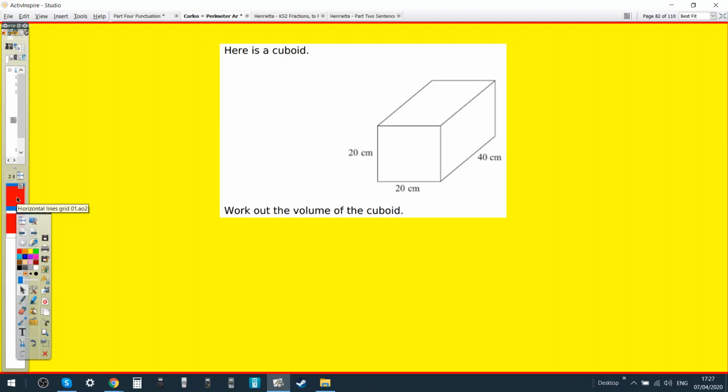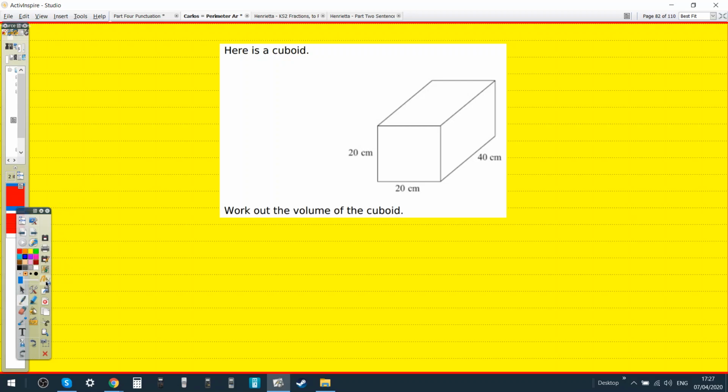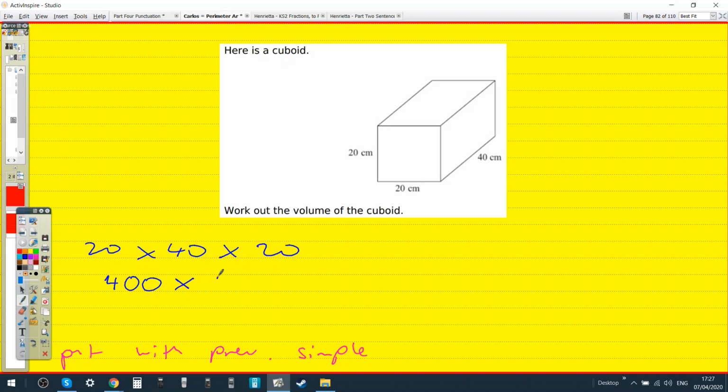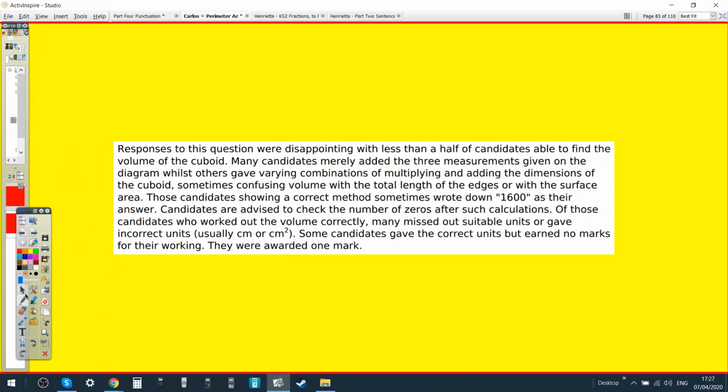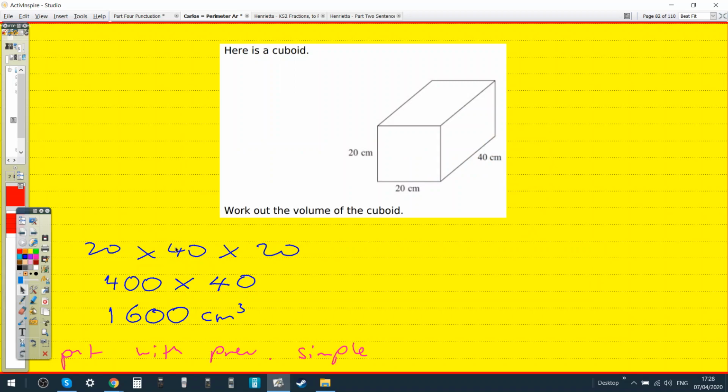Okay, so you tell me this one. 20 times 40 times 20. So 20 times 20 is 400. And 400 times 40 is 1,600. Centimeters cubed. Hang on, should be 16,000. Not 1,600. A total of 3 zeros. 2 times 4 times 8 is 16. 10 times 10 times 10, 1,000. So just watch out for that.